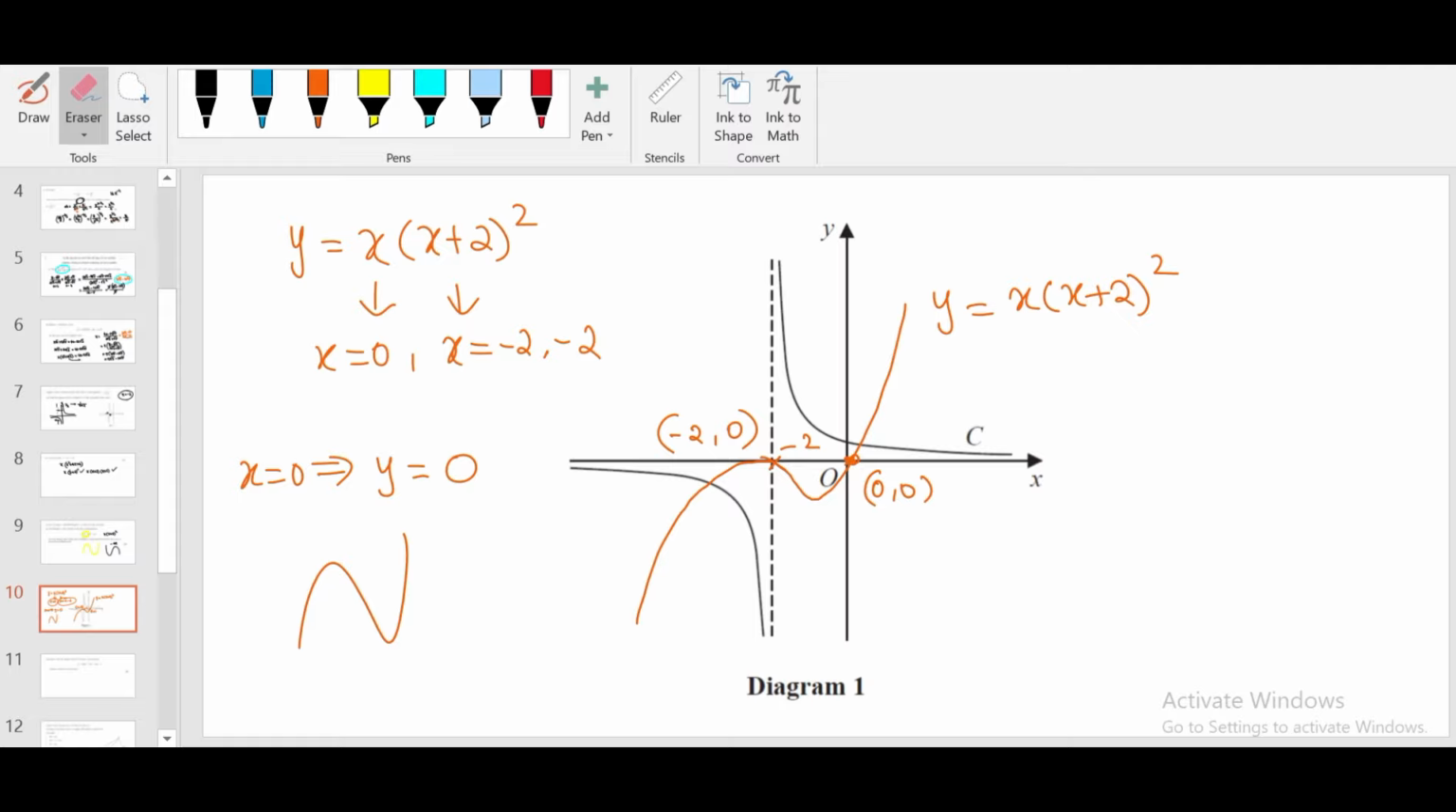That's how you sketch a cubic graph with 2 repeated roots. For the same graph, let's say the coefficient of x cube is a negative, you should get this graph, this one. If the coefficient of x cube is negative, but in this case coefficient of x cube is positive, so this is a graph you got.